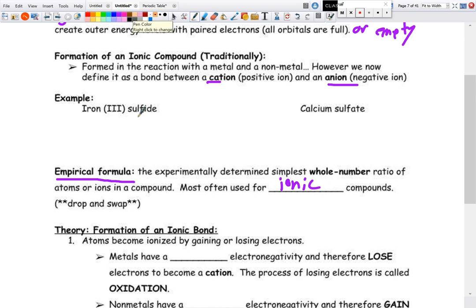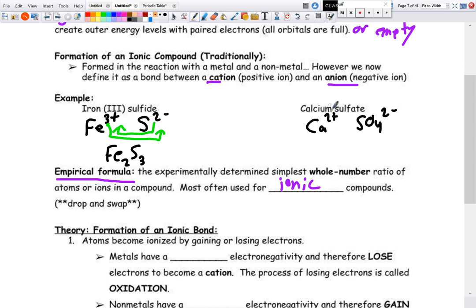Now, once again, we've done the Science 10 review. Just a reminder, when we do drop and swap, like iron 3 sulfide, we write our iron out with the charge, we write the sulfide with its charge, and when we did our drop and swap, we dropped the number down and brought it in front of the other atom, and did the same with the other. So for example, iron 3 sulfide would be Fe2S3.